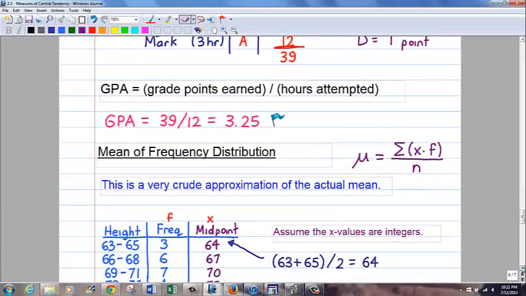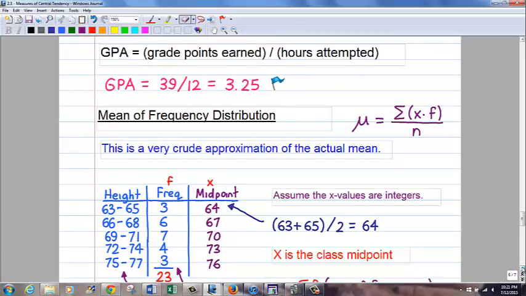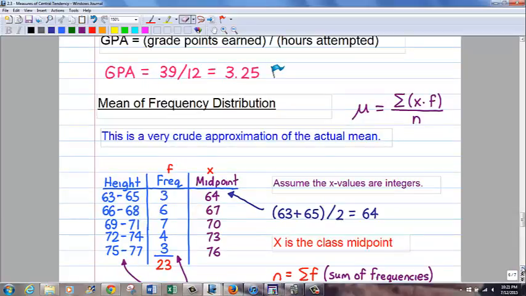Now the last type of mean here is called mean of a frequency distribution. And this is actually, I call this a crude approximation of the actual mean. Because in this situation, you are not given the list of all the data values. If you had a list of the data values, all you would then need to do is add them up and divide by how many of them you had. You would just calculate the mean as normal. So all you were given in a problem like this is these first 2 columns. You're given the intervals and you're given the frequency.